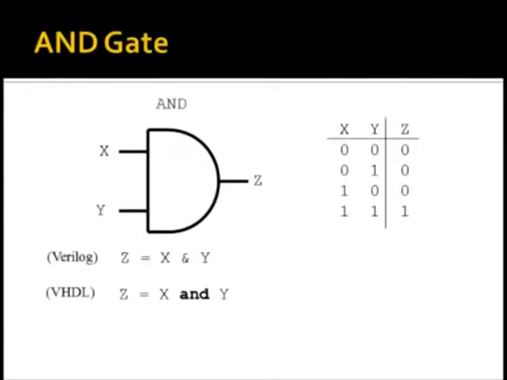Okay, let's look at the AND gate next. The AND gate has two inputs, X and Y, and a single output Z. The output Z is 1 if both inputs are 1. It's 0 if either or both inputs are 0. In Verilog, we use this ampersand symbol to indicate the AND operation, whereas in VHDL we have to type out the entire word AND.